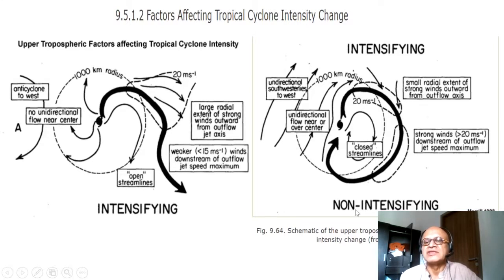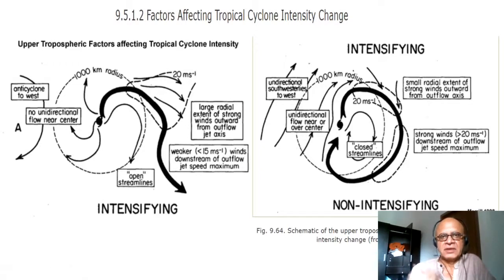Sorry, this should be non-intensifying. For a non-intensifying cyclone, you have unidirectional southwesterly, so the impact of the cyclone's anticyclonic circulation is not so strong here. Unidirectional flow near or over the center as well, and small radial extent of strong winds outward from the flow axis. Similar wind speeds, but you can see the open streamlines are not there. These are much more closed streamlines. Strong winds downstream of the outflow jet stream, and you have this complete recurving of the circulation when it's not intensifying.